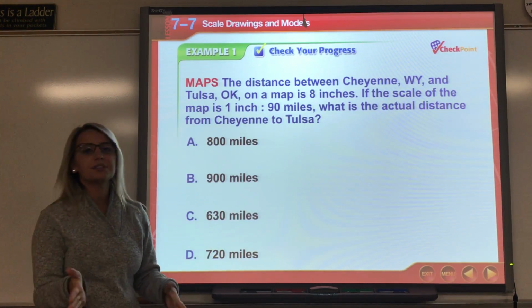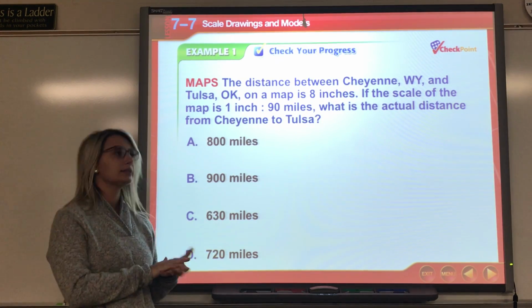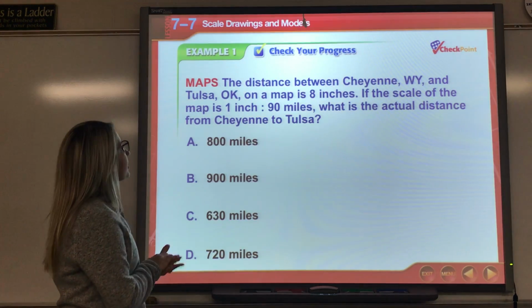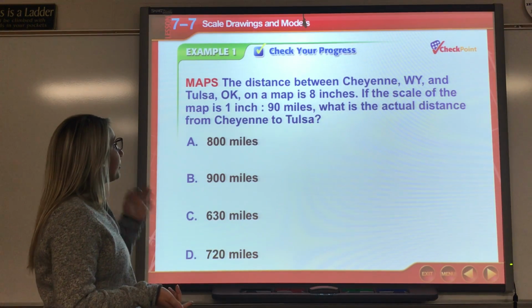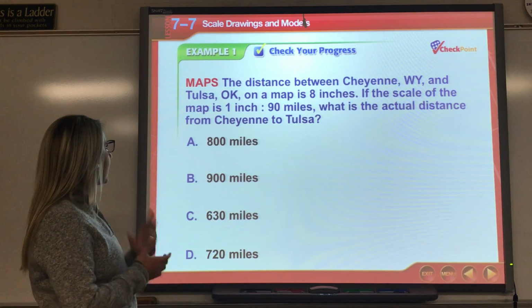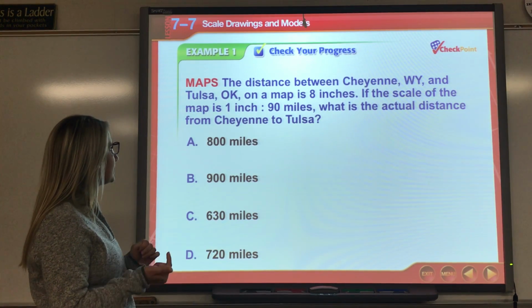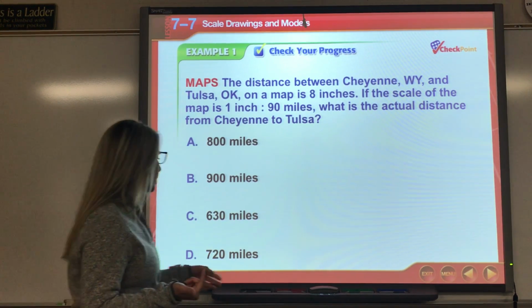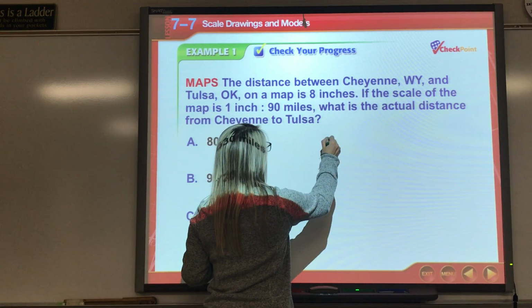Alright, so pause your video right now, and work this one out on a little side piece of paper if you'd like. Now the distance between Cheyenne, Wyoming and Tulsa, Oklahoma on a map is 8 inches. If the scale of the map is 1 inch to 90 miles, what is the actual distance from Cheyenne to Tulsa?